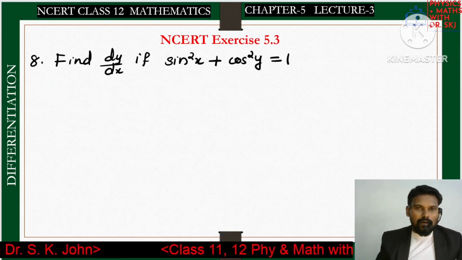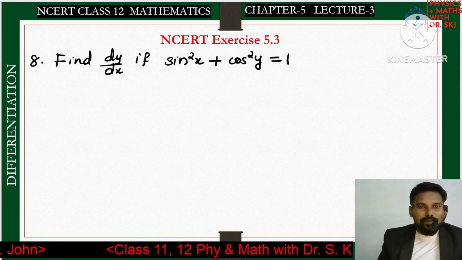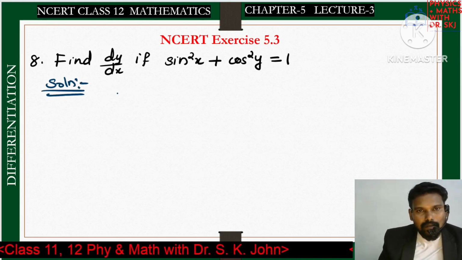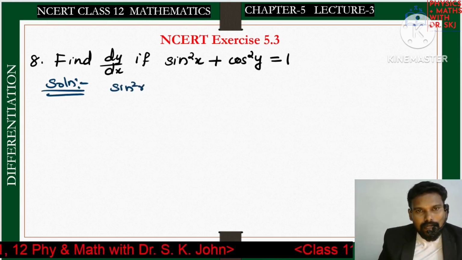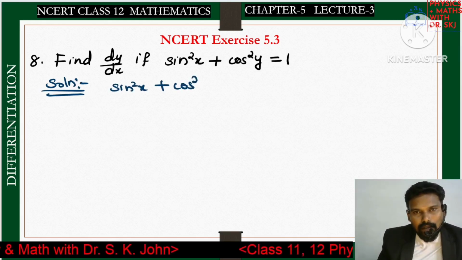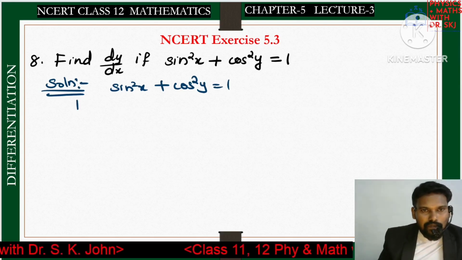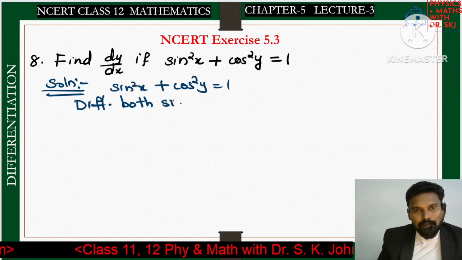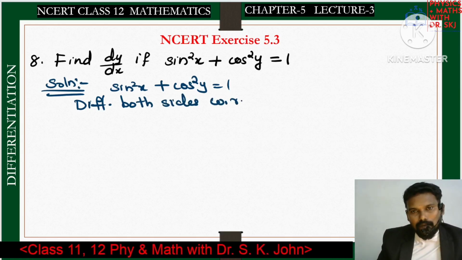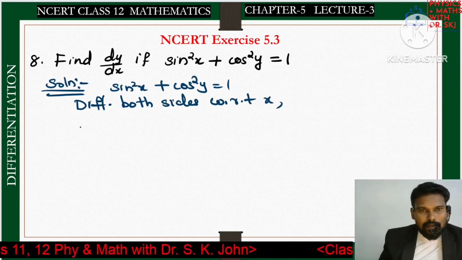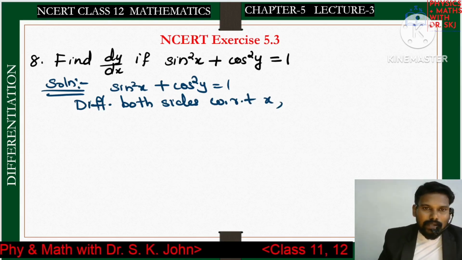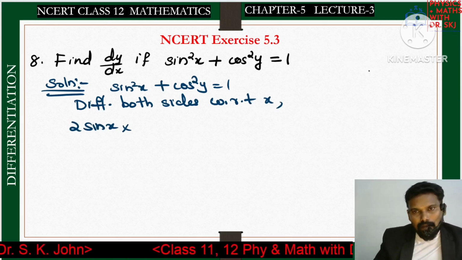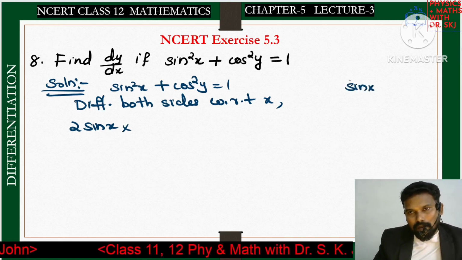Coming to the last question of this video. Solution. I'm writing the equation again. Sine square x plus cos square y is equal to 1. Differentiating both sides with respect to x, we get the derivative of sine square x is 2 sine x. Sine square x is sine x the whole square.